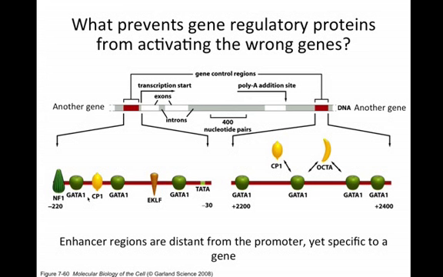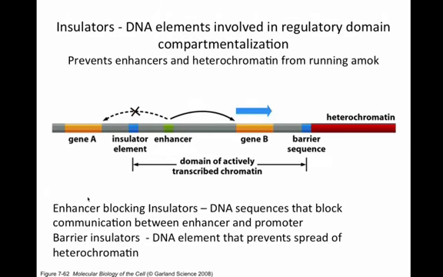Okay, so I'm going to give you a hint. It has to do with another DNA element that we haven't yet talked about, what we mentioned earlier. Insulators, right. So it has to do with insulators. Insulators are DNA elements that are involved in regulatory domain compartmentalization, compartmentalizing regulatory domains to the appropriate genes. You can think of it as a transcriptional unit.